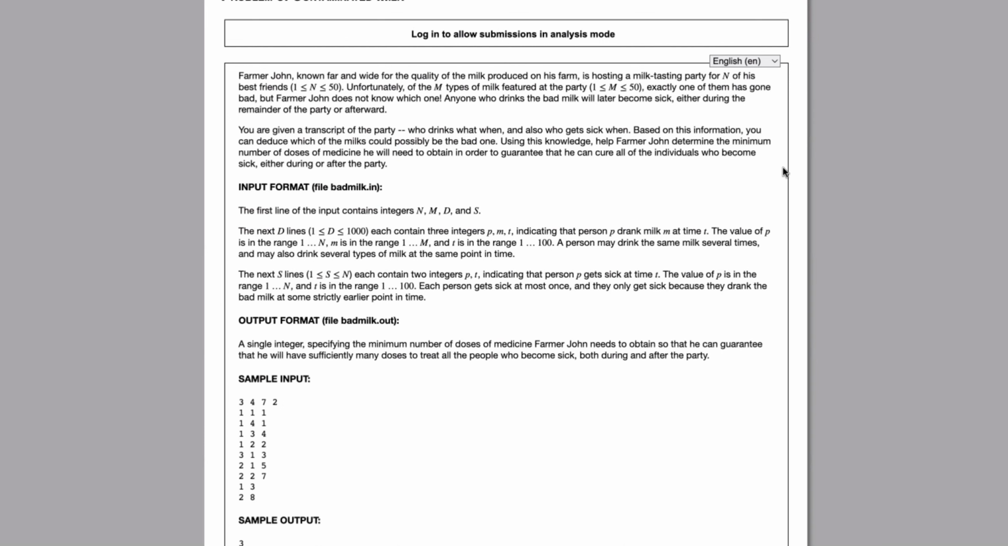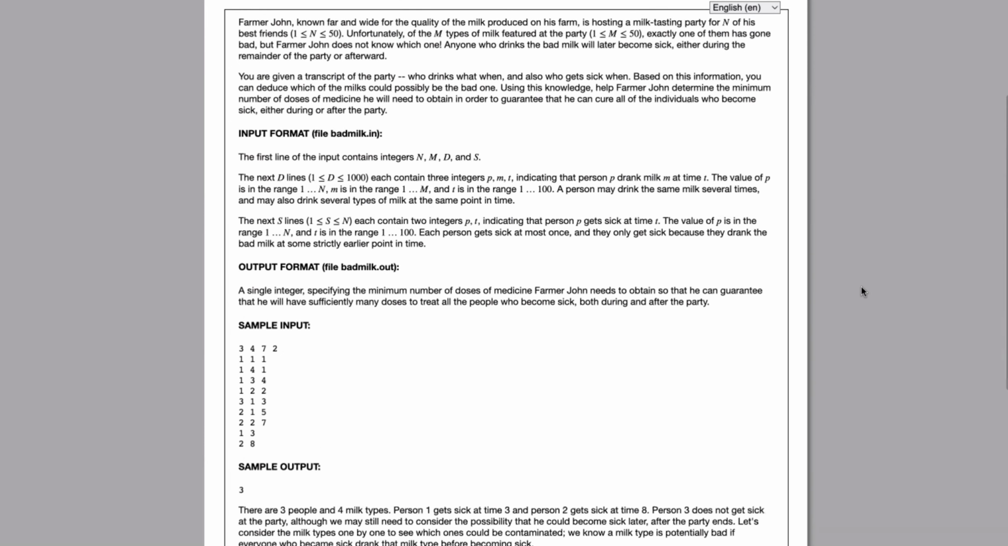The first line of the input contains integers N, M, D, and S. The next D lines, 1 through 1,000, each contain 3 integers, P, M, T, indicating that person P drank milk M at time T. The value of P is in the range of 1 through N, M is in the range of 1 through M, and T is in the range of 1 through 100. A person may drink the same milk several times and may also drink several types of milk at the same point in time.